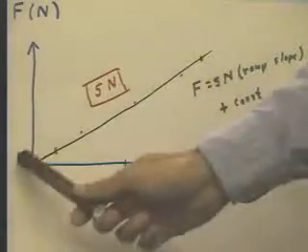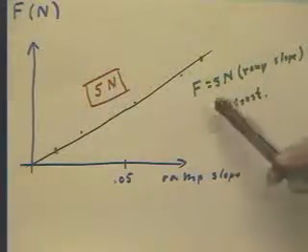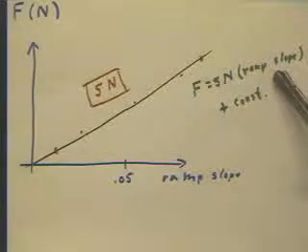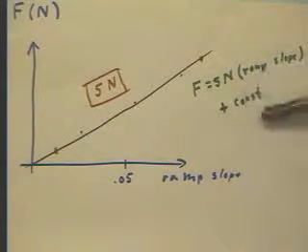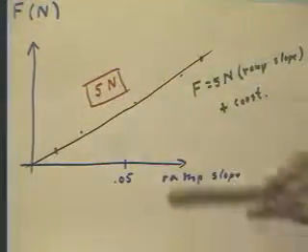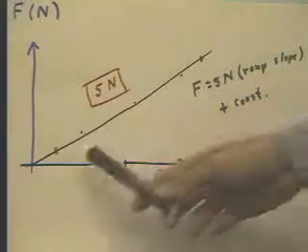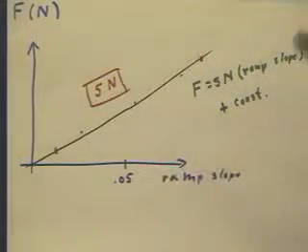The straight line, again, is found to have a slope very nearly 5 newtons. And the force is going to be 5 newtons multiplied by ramp slope plus a constant. The constant corresponds to the fact that the straight line doesn't really go through the origin. I drew this one through the origin, but the straight line we got in lab really went through a point about here on the horizontal axis.